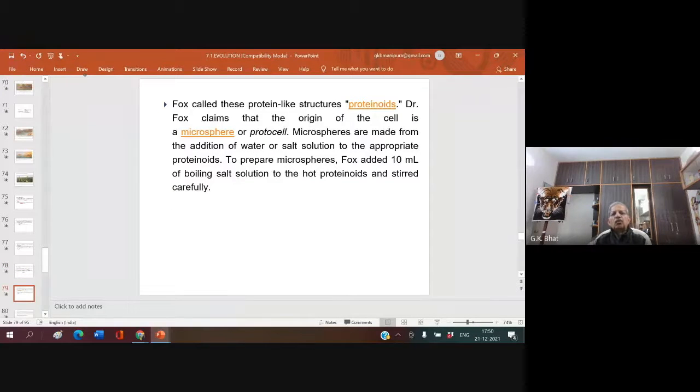Fox called these protein-like structures proteinoids. Dr. Fox claims that the origin of the cell is the microsphere or protocell. Microspheres are made from the addition of water or salt solution to the appropriate proteinoids. To prepare microspheres, Fox added 10 ml of boiling salt solution onto the hot proteinoids and stirred carefully. He just called it microspheres.